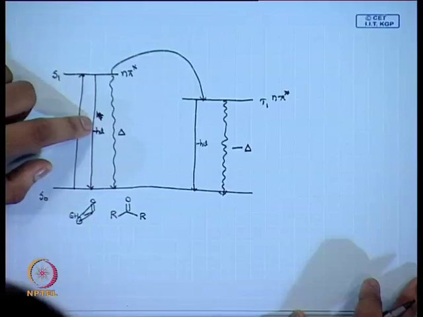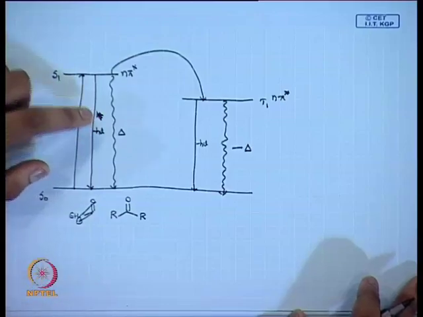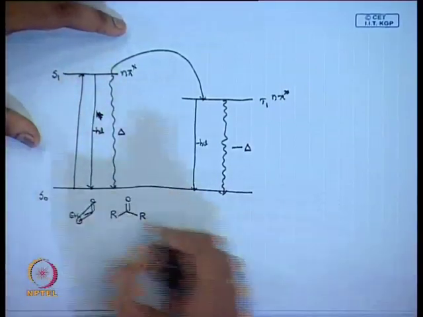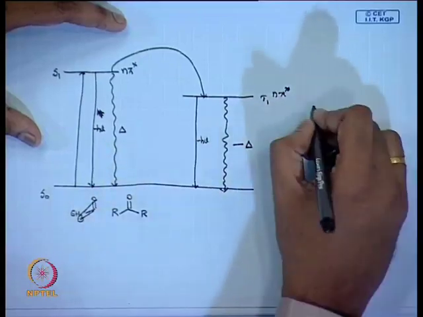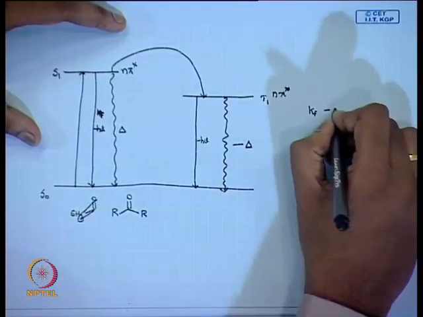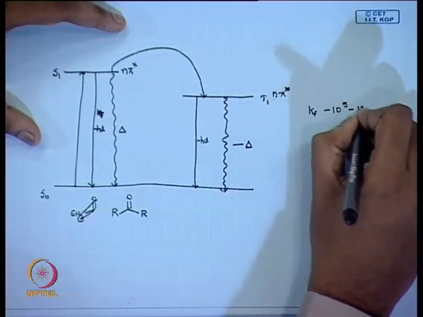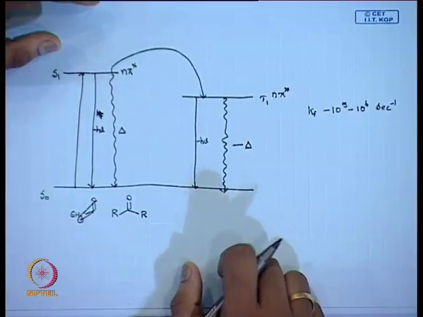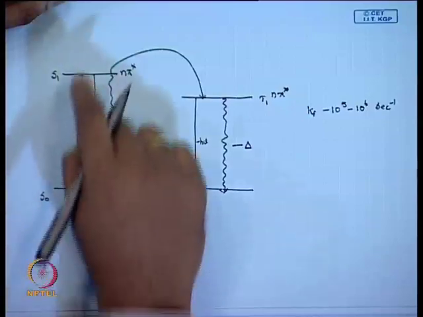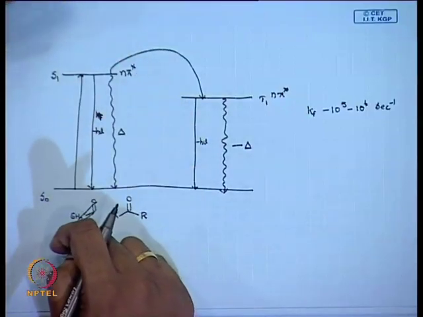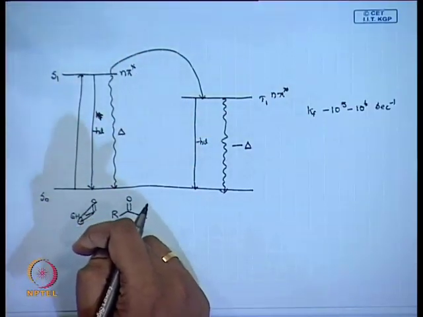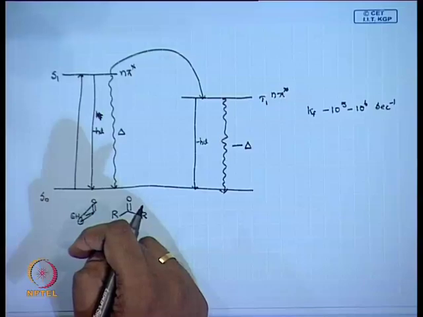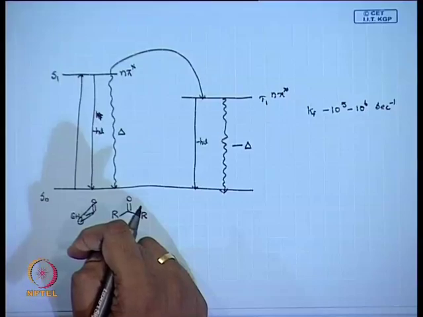See, for fluorescence, the rate constant for fluorescence, kf, will be 10 to the power of 5 to 10 to the power of 6 second inverse. See how fast the process is. It goes S0 to S1, but from S1 to S0 it does not need any spin flipping, right? So, it comes down so fast. It takes only 10 to the power 5 to 10 to the power 6 second inverse, clear?